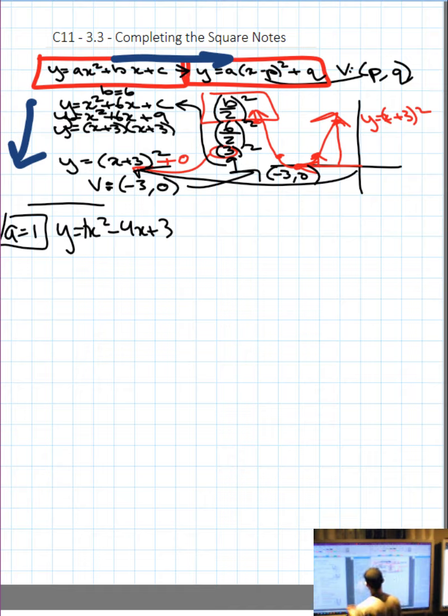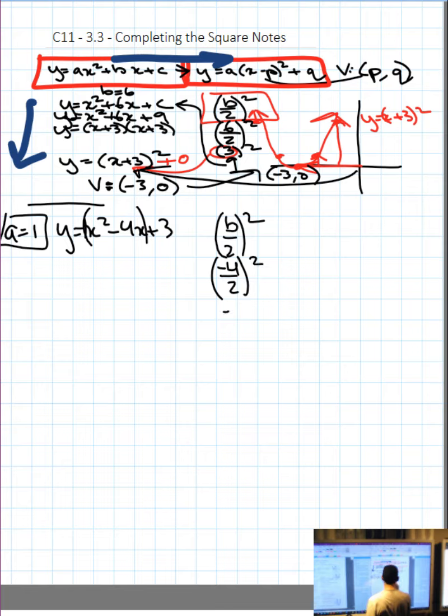Either way, following the notes, I rewrote it into the step. Just look at it. Brackets around the first two things, called grouping the x terms. Now we're going to do the same process that we did above. b over 2, brackets around it squared. The b value from last step is negative 4. Negative 4 over 2, brackets around it squared. Negative 4 divided by 2 is negative 2, brackets around it squared, and that is equal to positive 4.